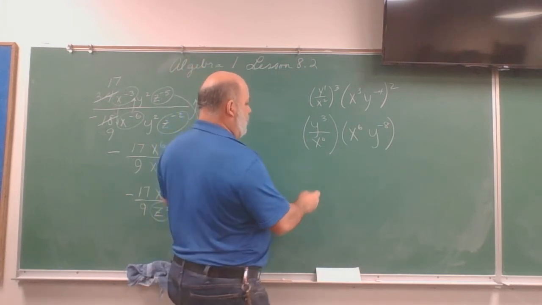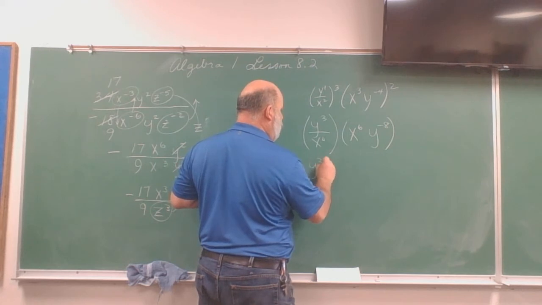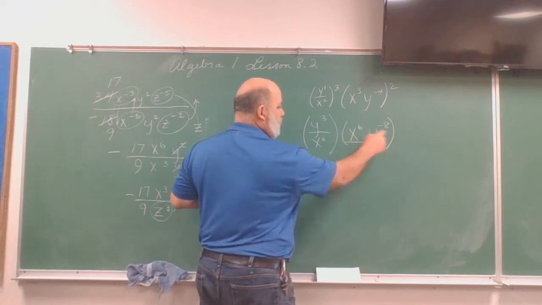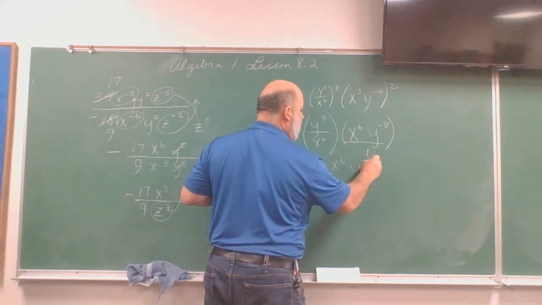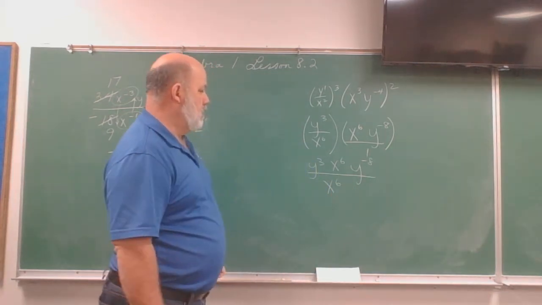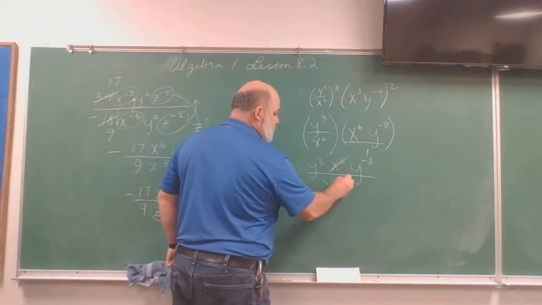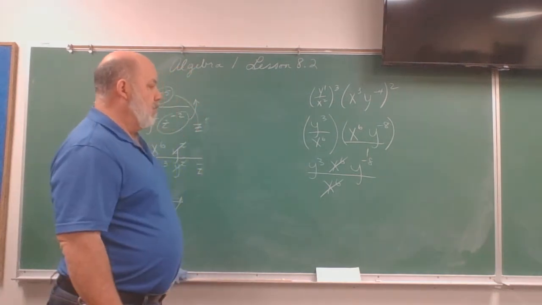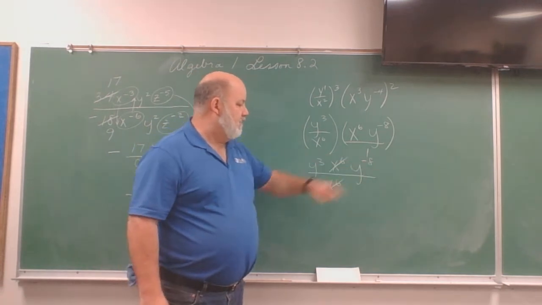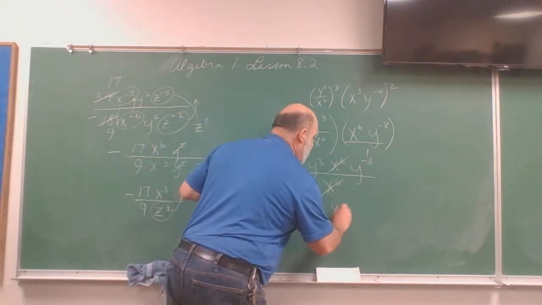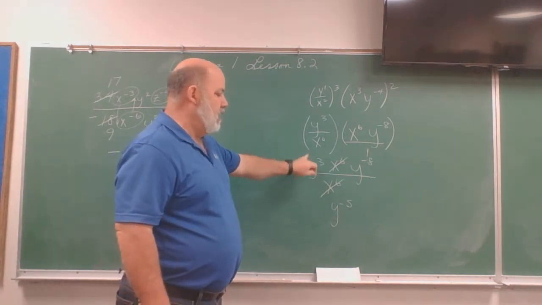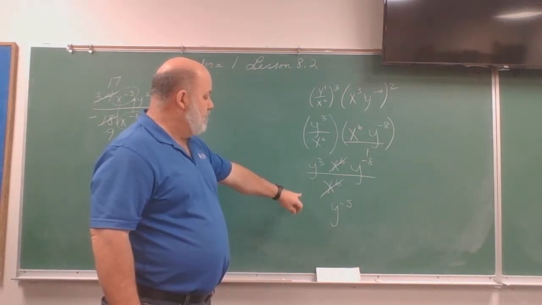Let's put this together all in one line. y cubed, x to the 6th, y to the negative 8 over x to the 6th. This x to the 6th and this x to the 6th cross out. I can add the 3 and the negative 8 to give me y to the negative 5. I could have brought that y to the negative 8 down, and have y cubed over y to the 8th.